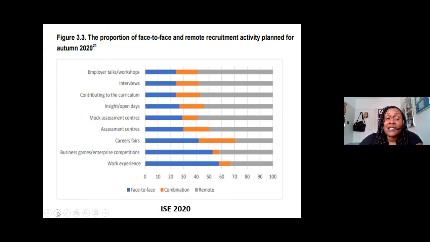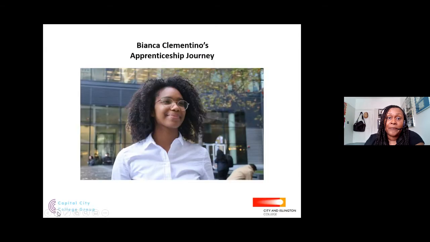But the good news is that things like work experience, if you look at in blue, are still hugely anticipated to be done face to face. That really does show you that employers are actively striving to have that real-time experience face to face with young people. So that's good.